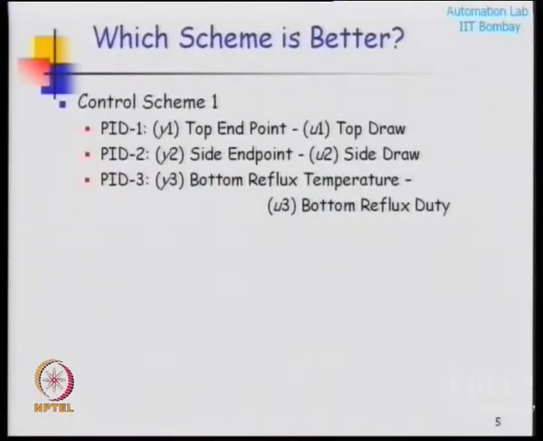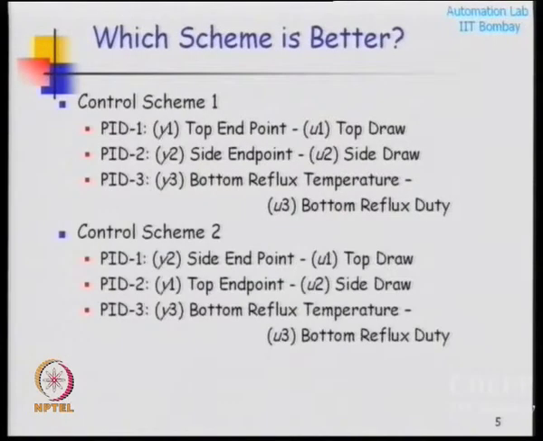Okay, I need some filter to screen out these possibilities. So the fundamental question is, which is the better scheme? Is this scheme better, that is Y1, U1, Y2, U2, Y3, U3? Now this numbering U1, U2, U3 is arbitrary. I have written some scheme here, 1, 1, 2, 2, 3, 3. I can come up with some other scheme, Y2, U1, Y1, U2 and so on.